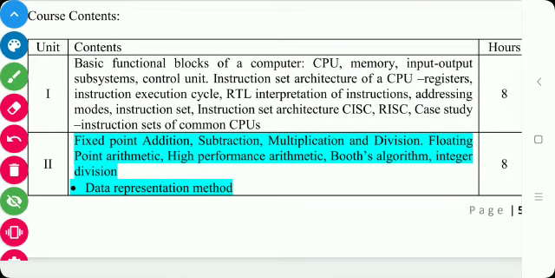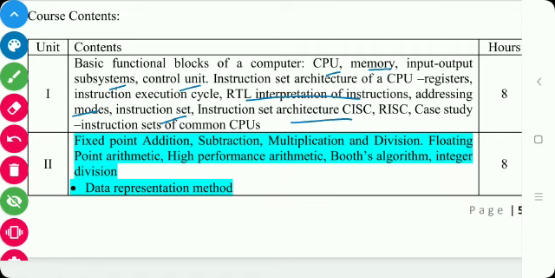The first unit consists of the basic functional blocks of a computer: CPU, memory, input output subsystem, control unit, instruction set architecture of CPU, then registers in the processor, the instruction execution cycle, how an instruction is executed, RTL interpretation of instructions, meaning the micro operations involved in the execution of an instruction, addressing modes, instruction set architecture of CISC and RISC, and a case study of the instruction sets of common CPUs.